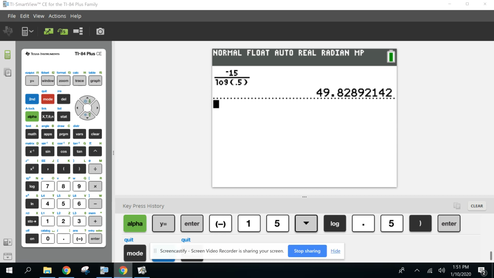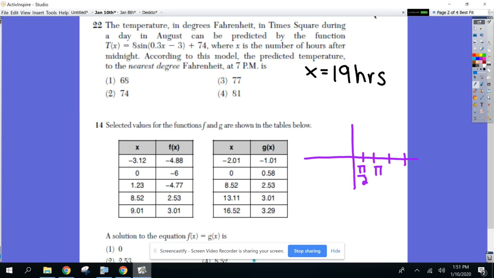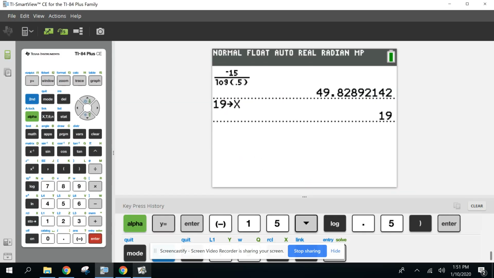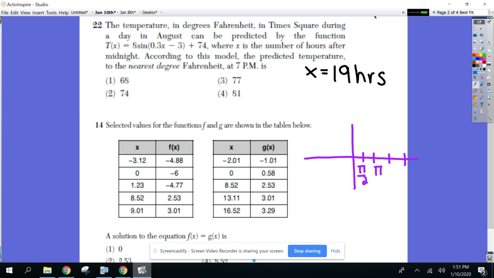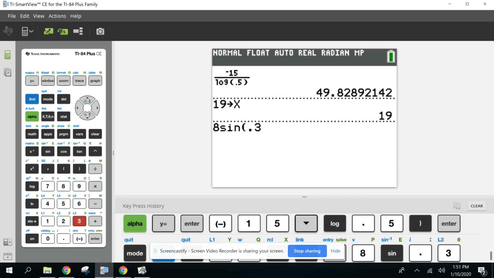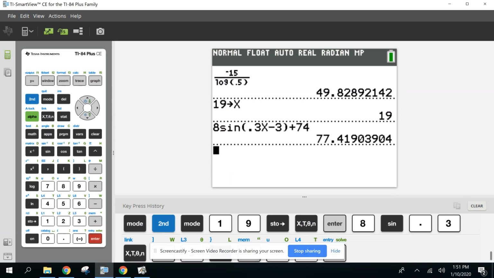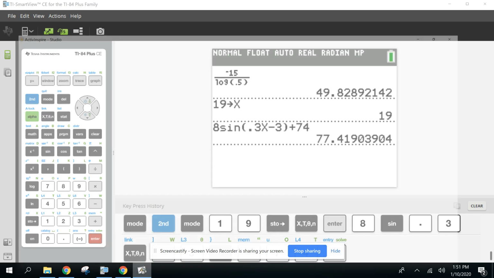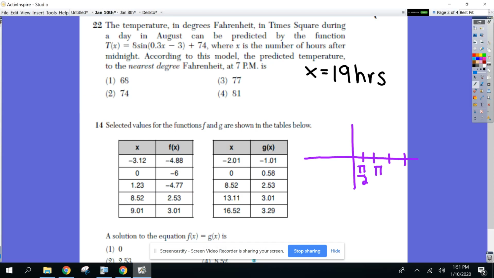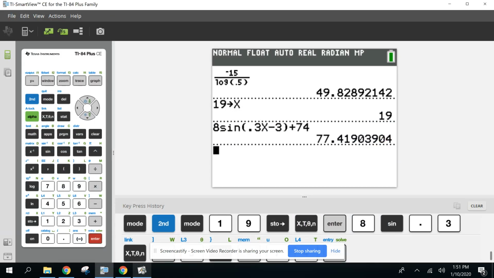Okay, so go ahead, store 19. I would store 19 in for x. And type your equation now. 8 sine 0.3x minus 3 plus 74. Close it. There it is. It's 77 degrees. Yeah, 77.4 rounds to 77.